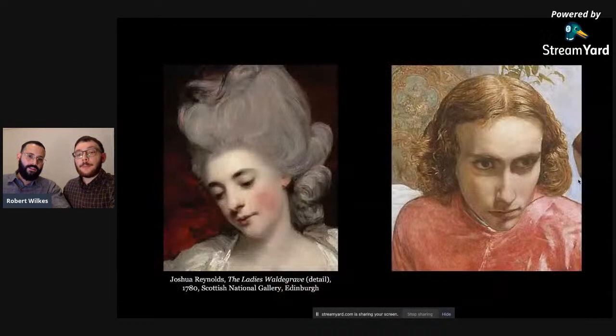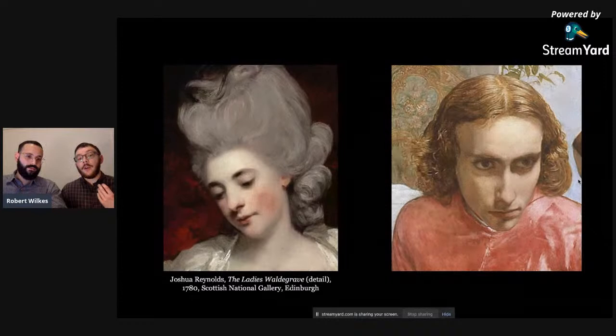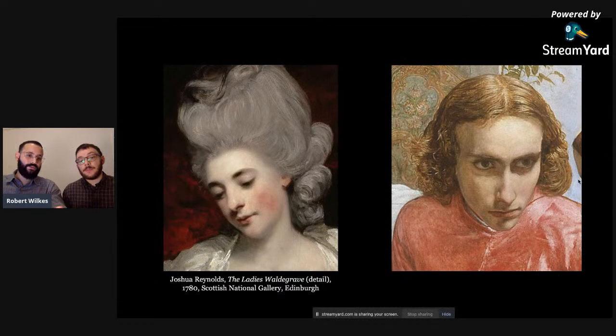But in particular, one of the things that was so striking about Millais's painting is the way that the human figures were represented. So, on the left, you see a detail from a painting by Sir Joshua Reynolds. He was an extremely popular painter at the end of the 18th century in Britain.